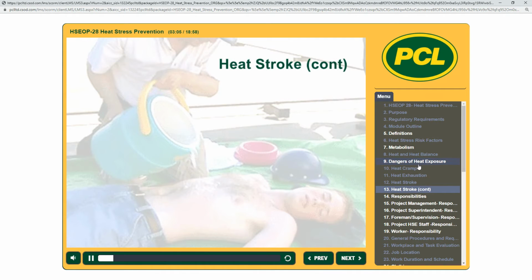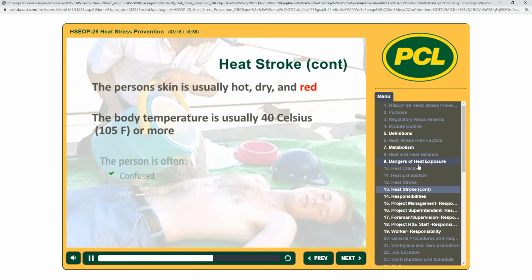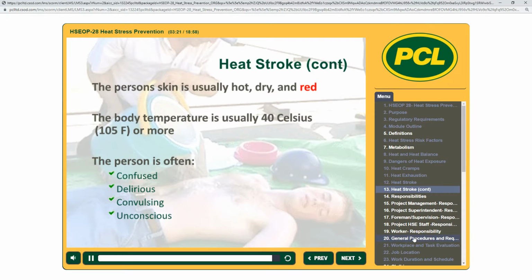With heat stroke, the person's skin is usually hot, dry, and red. The body temperature is usually 40 degrees Celsius or 105 degrees Fahrenheit or more. The person is often mentally confused, delirious, having convulsions, or is even unconscious.